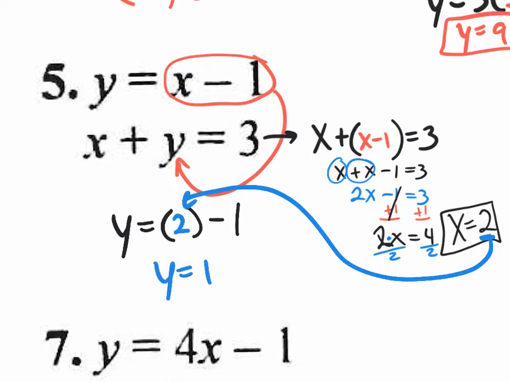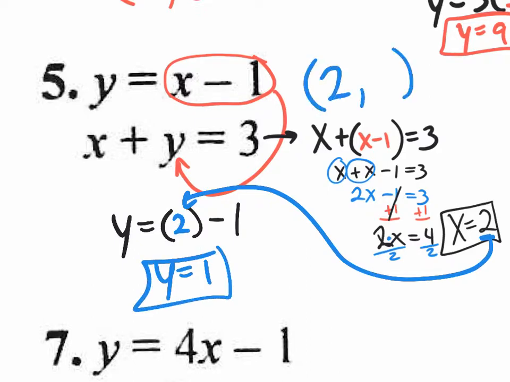Y is going to equal 1. 2 minus 1 is 1. So there's my second answer. Written as a coordinate, the solution will be (2, 1).